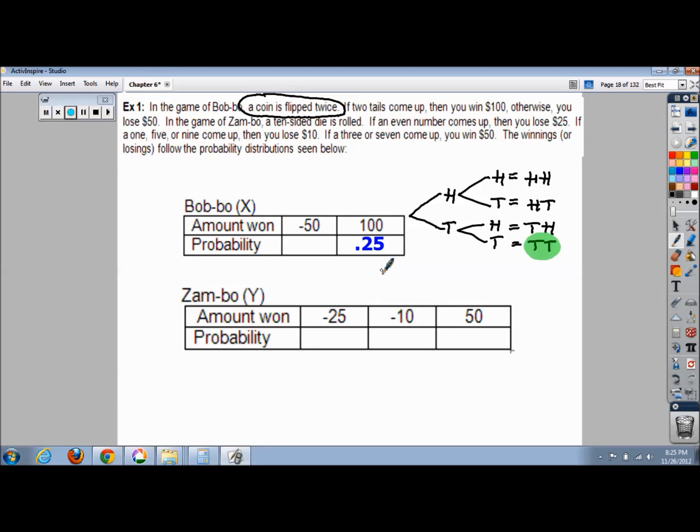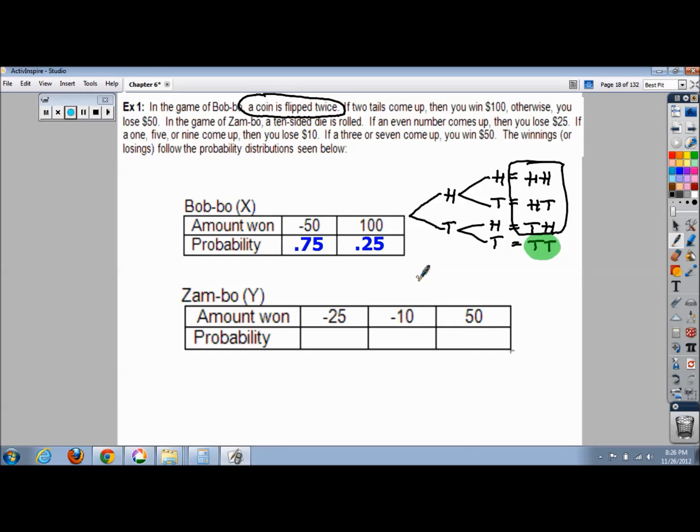So here's 25%. Then it says otherwise we're going to lose 50 bucks. So the amount that we win will be negative 50 because we will owe 50 bucks. And if it's 25% for winning 100 bucks, then it's the complement of 25%. So we have a 3 in 4 chance because there are 3 out of 4 ways that we're going to lose 50 bucks. Okay? So here's our probability distribution for Babo.